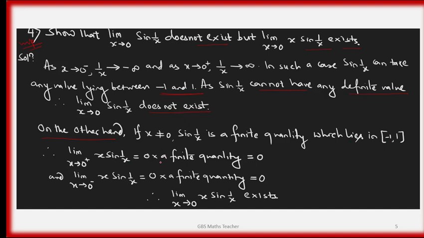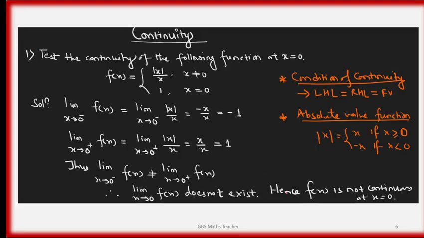So 0 times a finite quantity is 0, and x sin(1/x) exists. Now moving to the continuity part. Test the continuity of the following function at x equal to 0. First of all, we have the given function f(x) = |x|/x, where x does not equal 0, and 1 at x equal to 0.